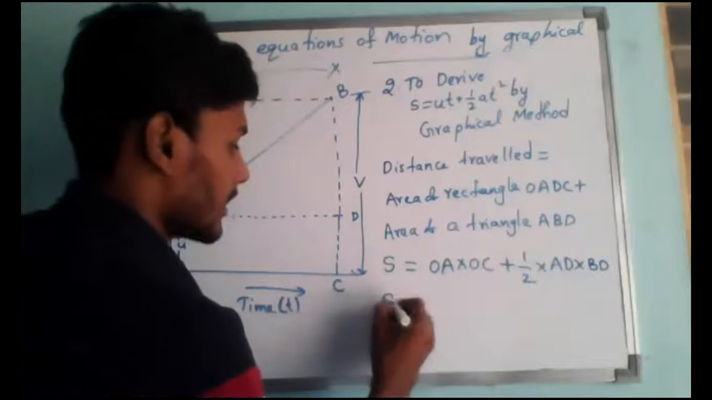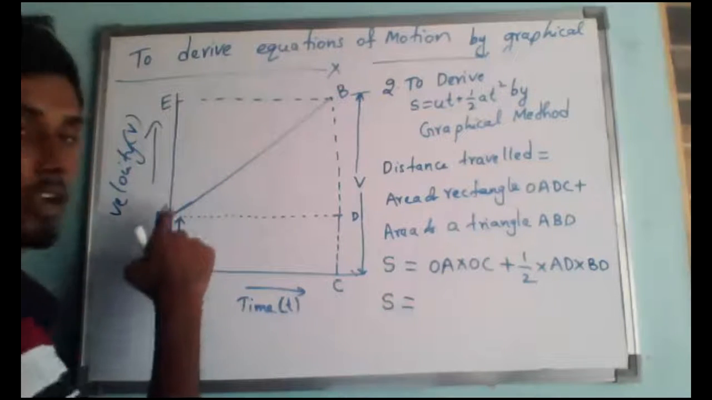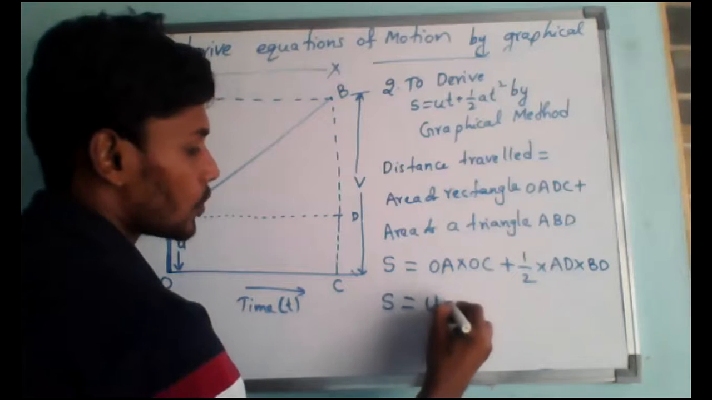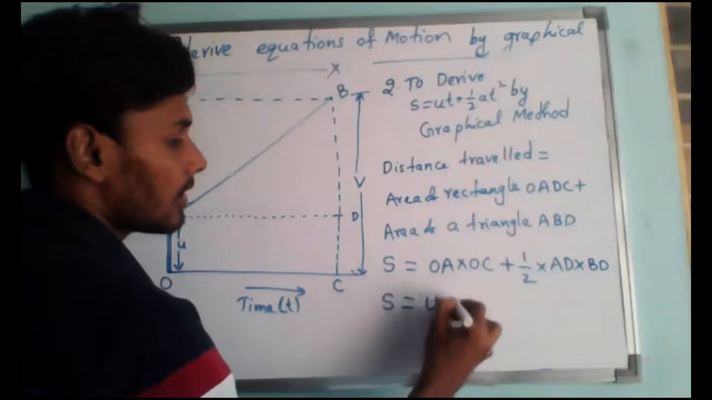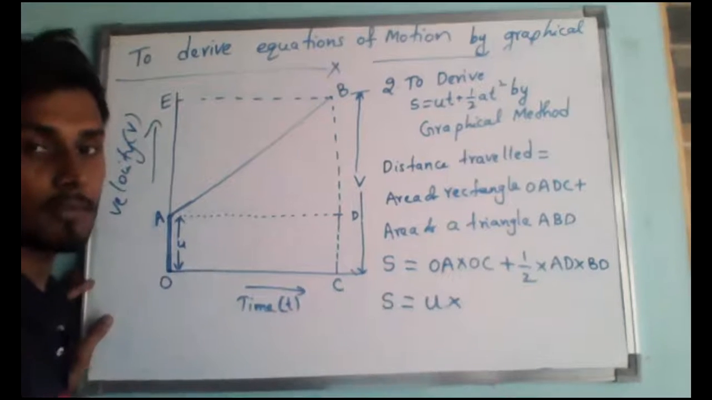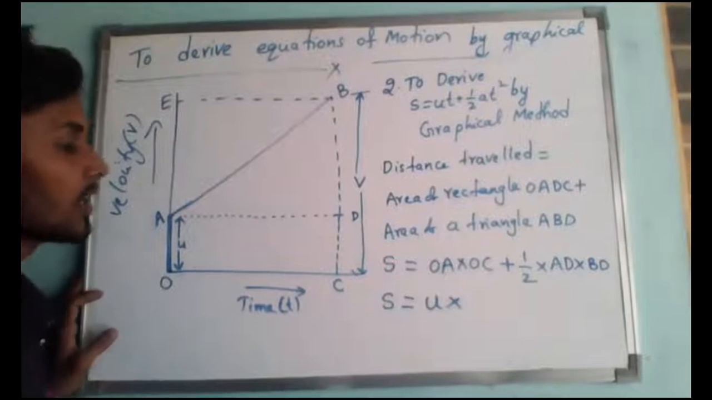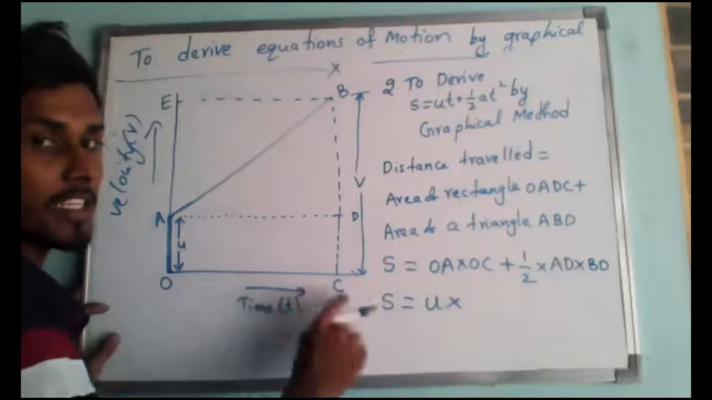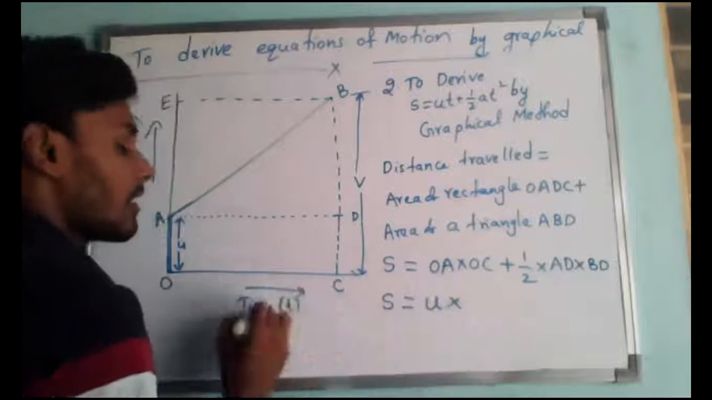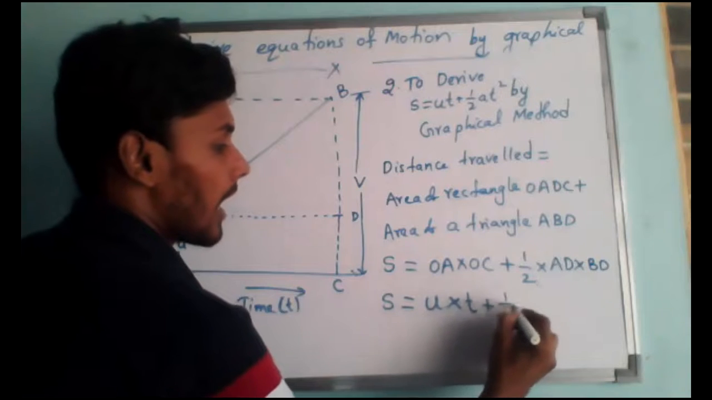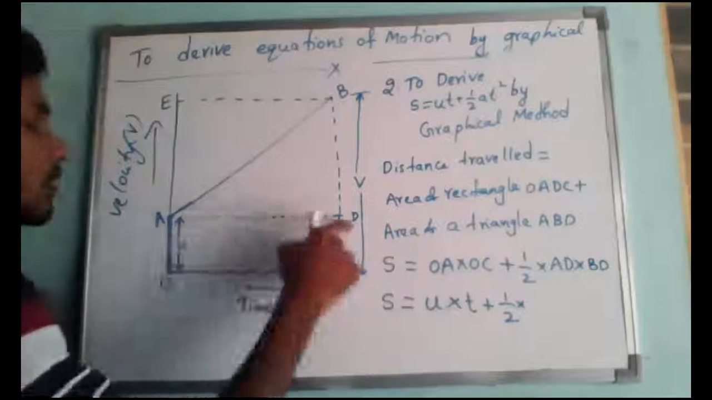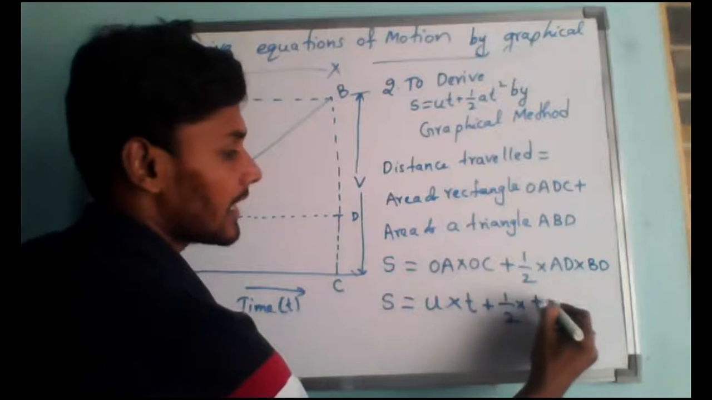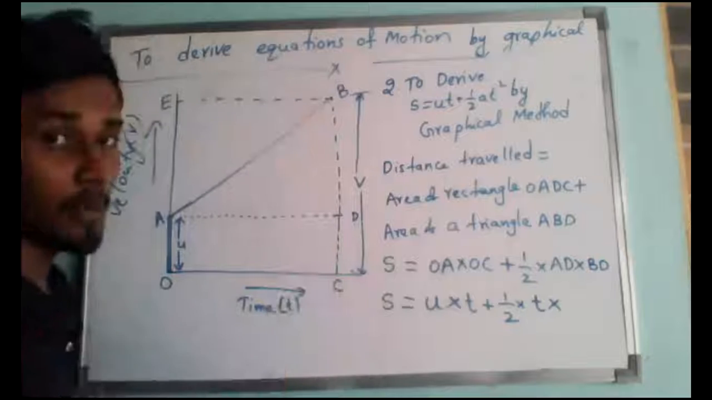Yes, sir. S is equal to, directly you see, OA is equal to U, into OC, OC is equal to T. So UT plus half UT into AD. AD is equal to OC, that is T. So T into BD. BD, from the last equation, we have already derived.